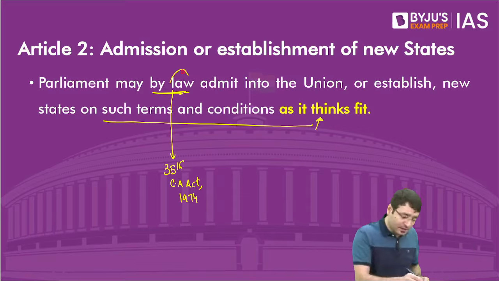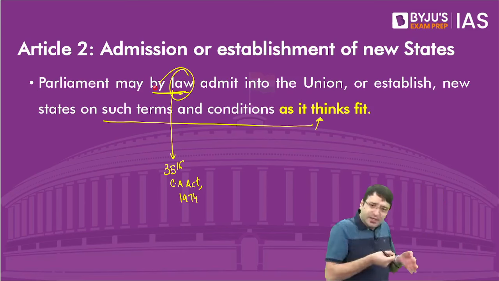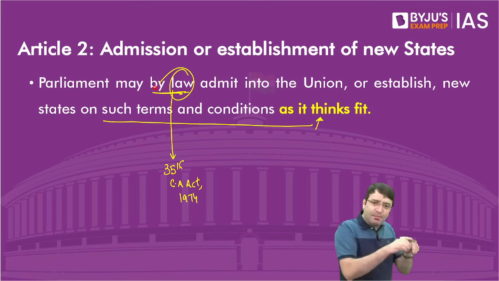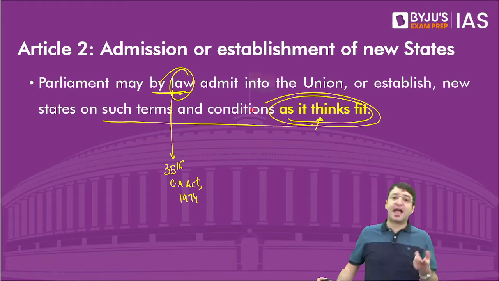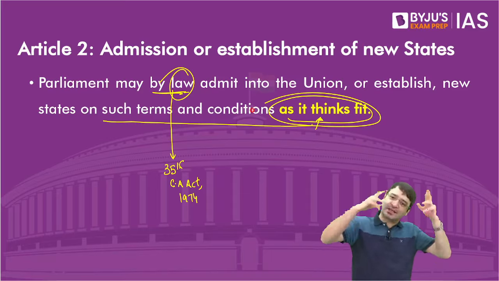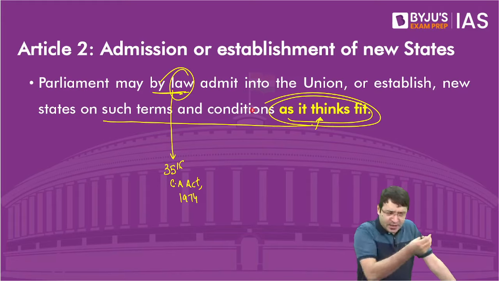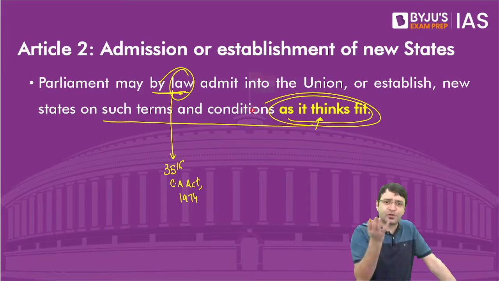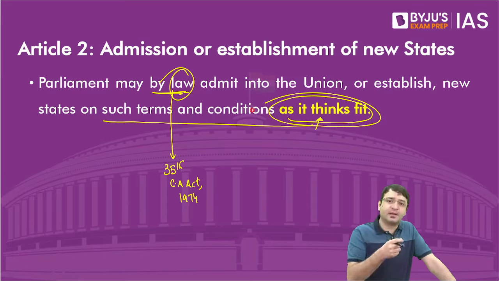Parliament may, by law, Constitutional Amendment Act, admit into or establish new states on such terms and conditions as it thinks fit. That means it is the discretion of the Parliament. On any terms and conditions, it can admit into India or establish new states. So we are admitting Sikkim as an associate state.